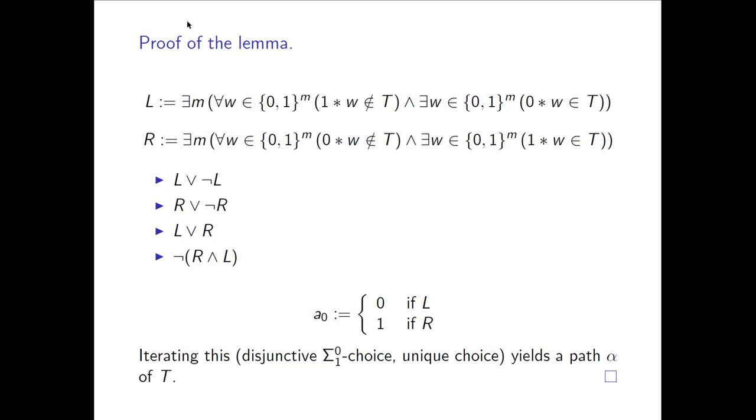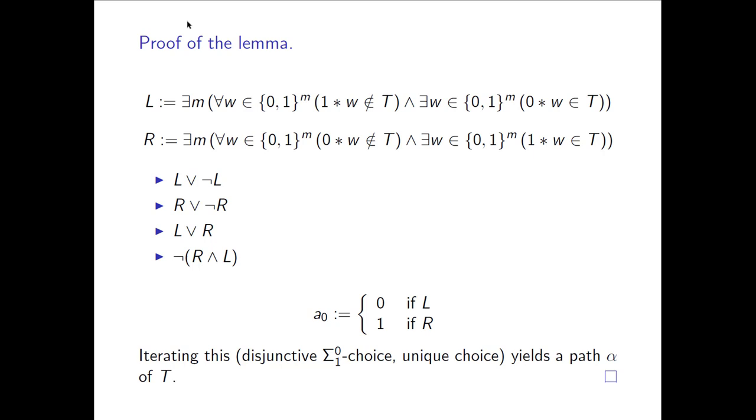So L says you must go left, and R says you must go right. Otherwise you are lost anyway. And we can decide L and R. We can also prove that one of them holds but not both. So we define the first step depending on L and R. That's quite brilliant, that's what I meant by a weak choice. It's really innocent, isn't it?